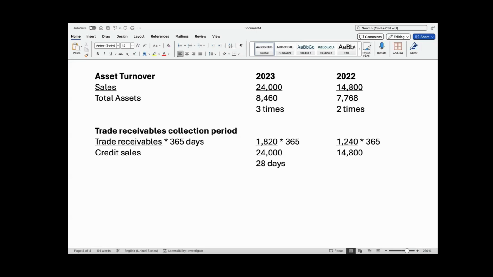That's 1 days. Which one is better, 2022 or 2023? 2023. Okay. They have a shorter collection period. Yes. We also have trade payables payment period.